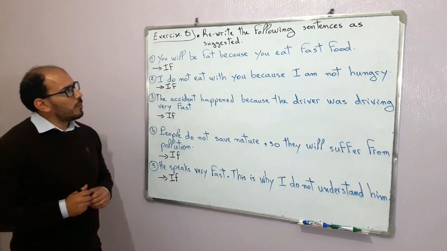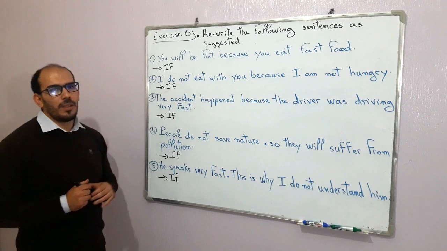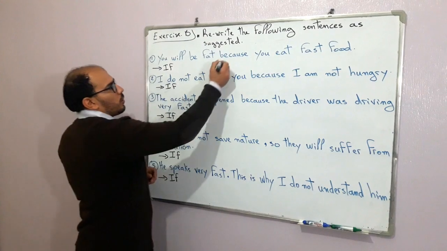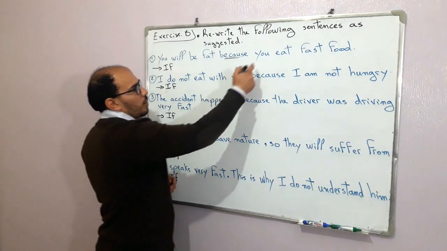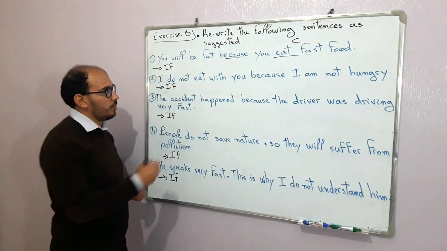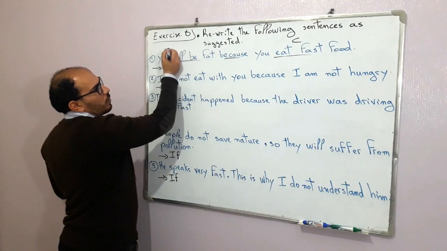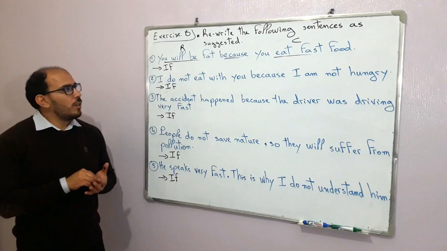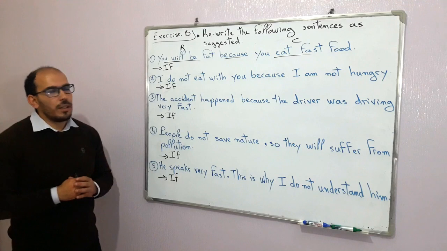Okay, right, so for an exercise like this, the first thing that I have to do is to look for the keywords or the linking words that I have in these sentences or statements. For example, in sentence number one, we have because. So when I have this keyword because, it tells me that you eat fast food is the cause. This means that this is the condition. And this condition is the condition of this result, right? So the first thing is to look for these keywords or linking words to know the relationship between these parts given in every statement.